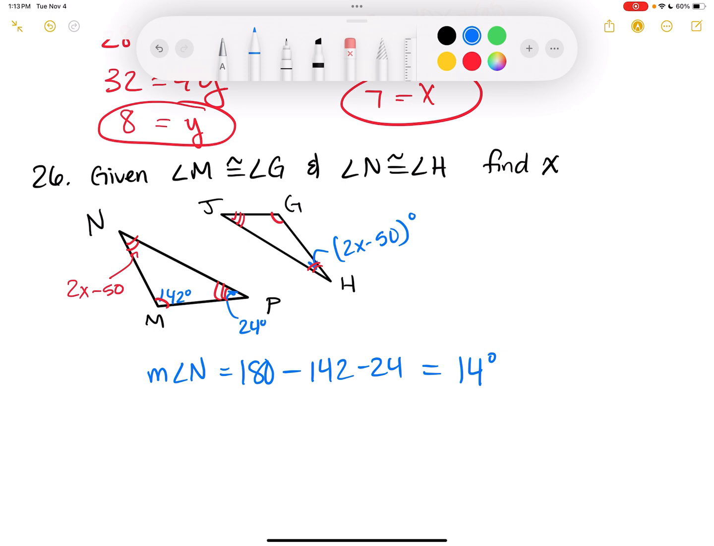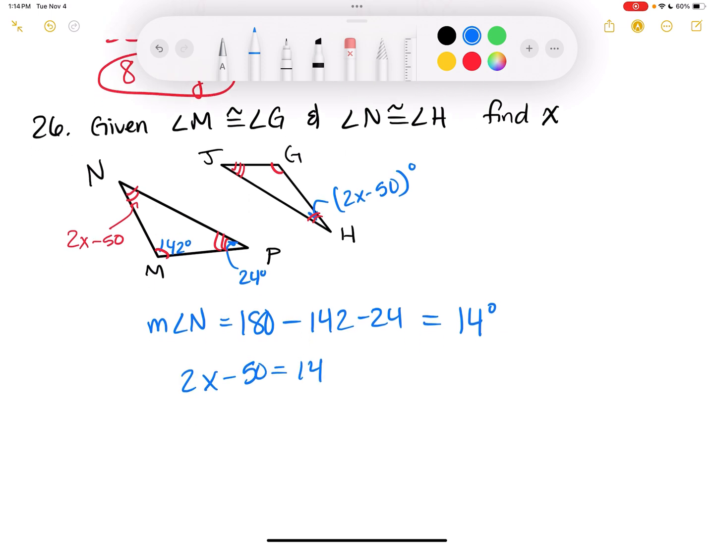Okay, so then now I can say, well, angle N is congruent to angle H, so I can say 2x minus 50 is equal to 14. Add 50, so 2x is equal to 64. And then divide by 2, x is equal to 32. So, again, I could have done this one like the one I did on the board earlier when we were doing the PowerPoint stuff. I just wanted to do this one the other way so that you could see it done a different way. This is usually the way that I do it, but there's nothing wrong with the other way. Just my preference.